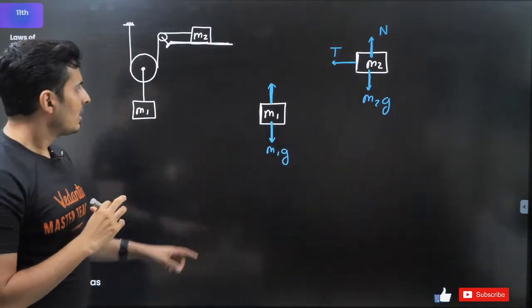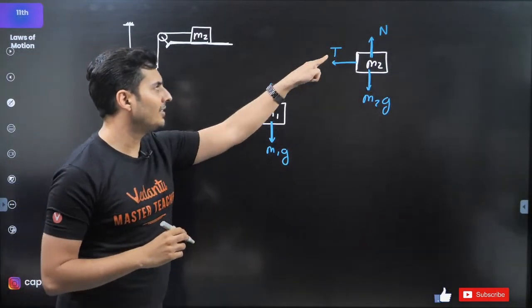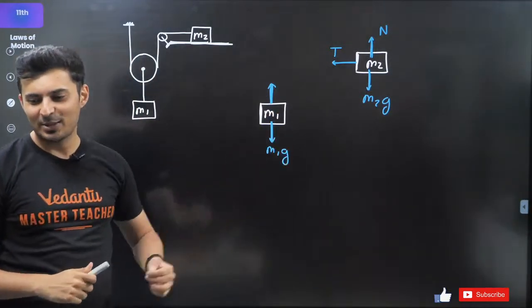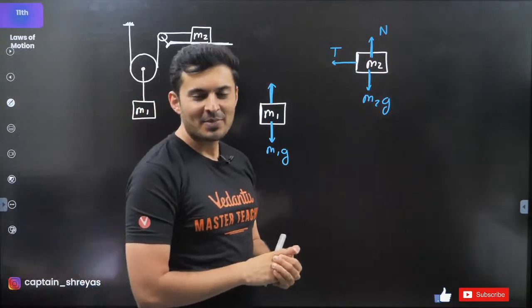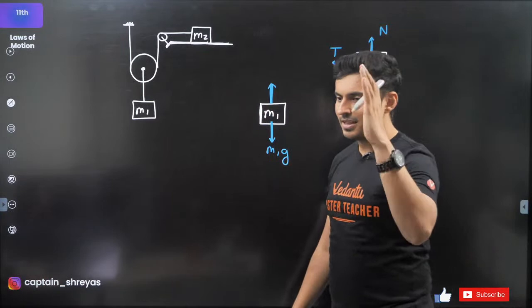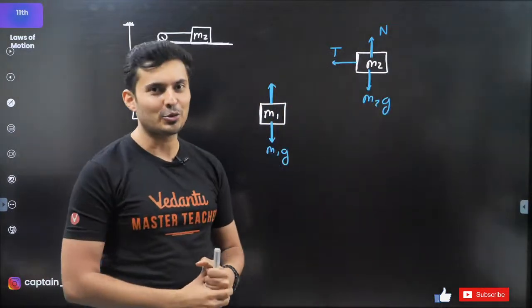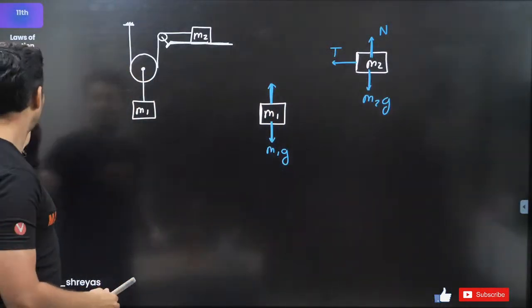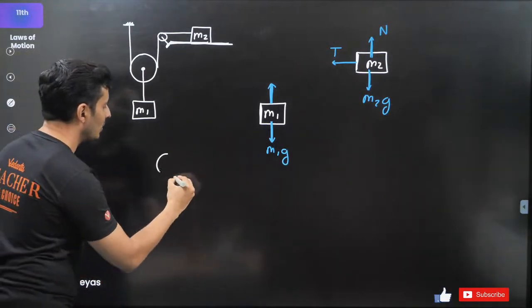Great. Now, should I show this tension and this tension as equal or not? Just let me know in the chat box, guys. Is this tension equal to this tension? Think clearly and answer this question. Maybe the free body diagram of the pulley will help you out a little bit.